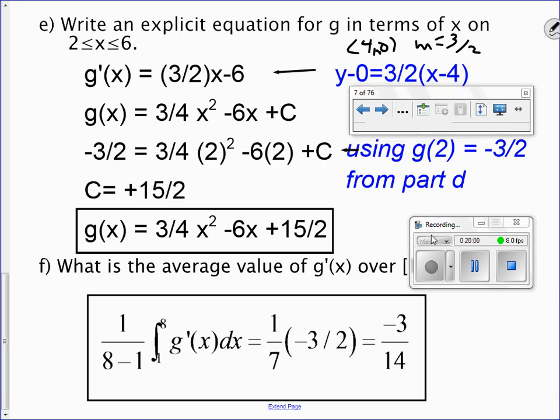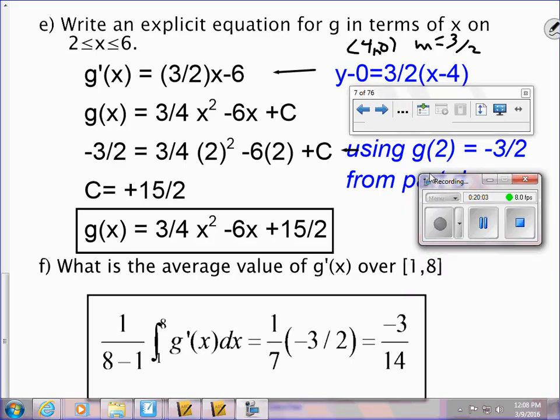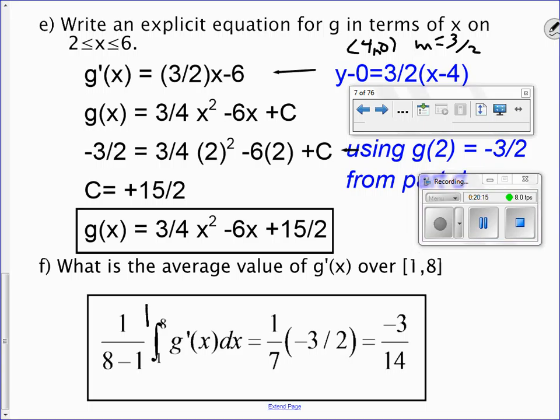And then the average value of g prime, the average value of any function, that's the mean value theorem. 1 over b minus a times the definite integral from a to b of the function. And to get this, I use the areas. I use the area above minus the area below between 1 and 8. And that was negative 3/2.